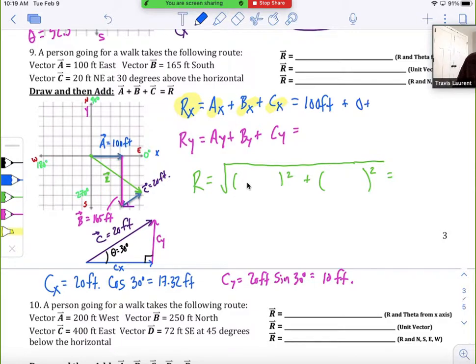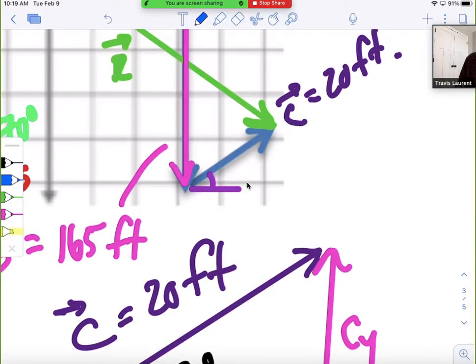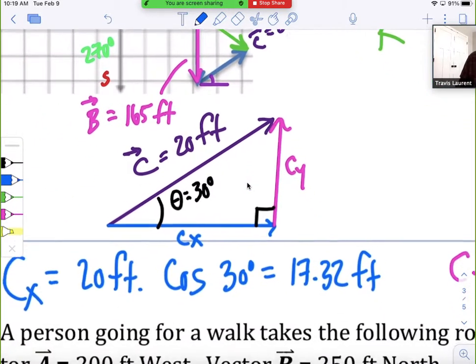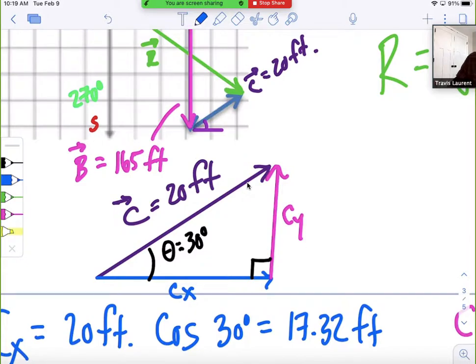And then let's look at vector C. Vector C is right here where it starts, and it's going up at an angle. So vector C is moving in both the x and the y direction. Whenever you have a vector that does this, you have to set up a right triangle. So what I did is I took vector C, which was right here, going up and to the right, and I said, okay, that's the hypotenuse of my triangle, which they told us was 20 feet. And they told us it's 30 degrees above the horizontal, so I just drew my triangle.